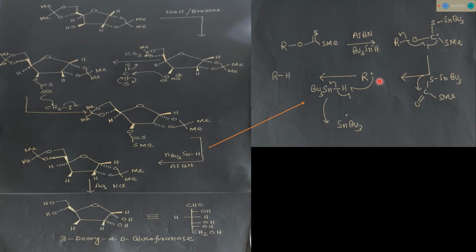Now this radical will abstract hydride from another equivalent of tributylstrontium hydride, and RH will form, means this whole part we are assuming R, here one hydrogen will attach, and again this SnBu3 takes part in another cycle.